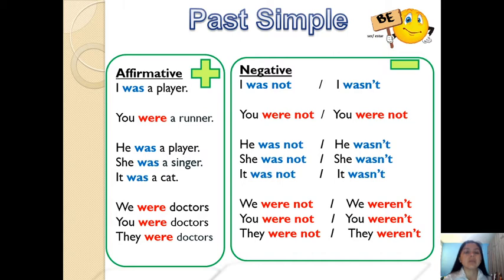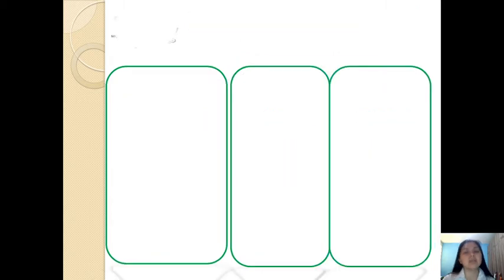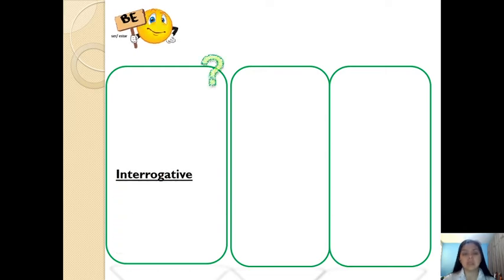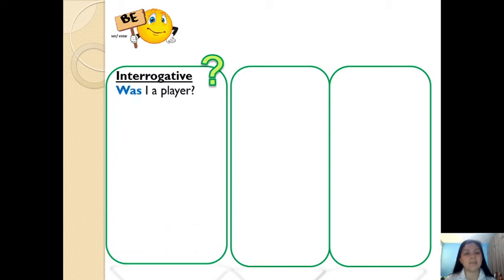So we already checked affirmative and negative. Now let's check interrogative or question form too. Yes? Interrogative form. Was I a player? Yes, I'm asking myself, right? Was I a player? Were you a runner? Yes.